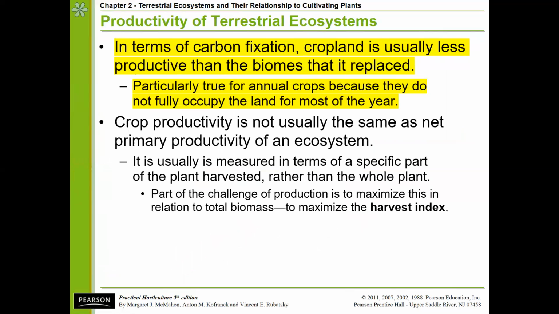In terms of carbon fixation, again, cropland is less productive than the biomes that it replaces. And that's particularly true for annual crops because they are not conducting photosynthesis through the entire season. So perennial agriculture is a little bit different because it extends that part of the time that is photosynthetically active and can fix more carbon and can create more biomass.